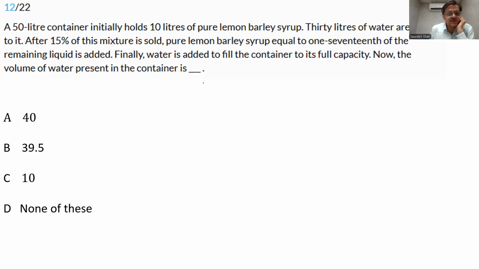A good looking question here. A 50-liter container initially holds 10 liters of pure, see, the container is not full, it's not full, pure lemon barley juice syrup. Let's just write LB, lemon barley, we have 10 liters. Then 30 liters of water. So now we are adding water to this. We have added 30 liters, so the total becomes 40 liters.